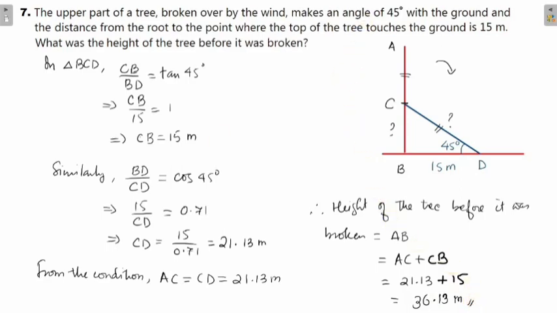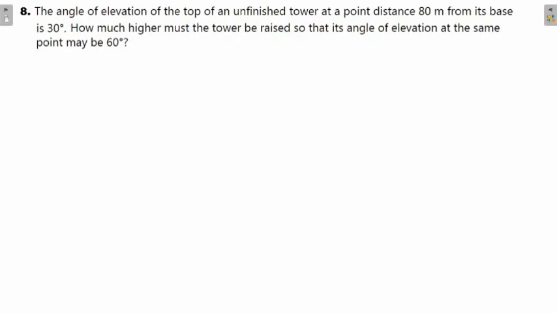Pause the video and note down your solution. Let's take the last question for today. The question says, the angle of elevation of the top of an unfinished tower at a point at a distance 80 meter from its base is 30 degree.